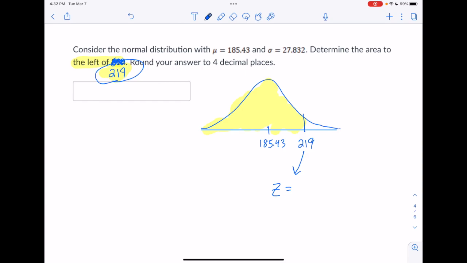If you want to go from an x value, which is what we started with here, because we didn't have the standard normal curve, we didn't have a mean of 0 and a standard deviation of 1, to go from x to z, you need to compute the z-score for your boundary. So our boundary is this 219 right here. So we're going to do 219 minus the mean of 185.43 and divided by the standard deviation of 27.832. And then we'll put that into our calculator and see what we get for the z-score.